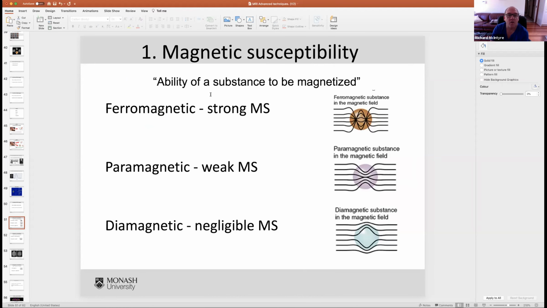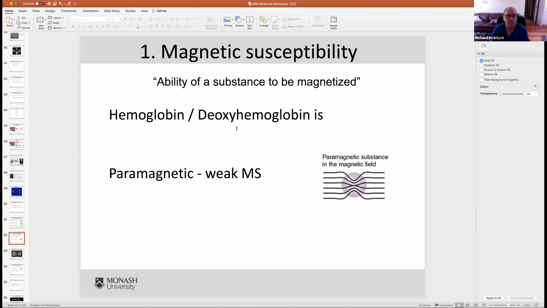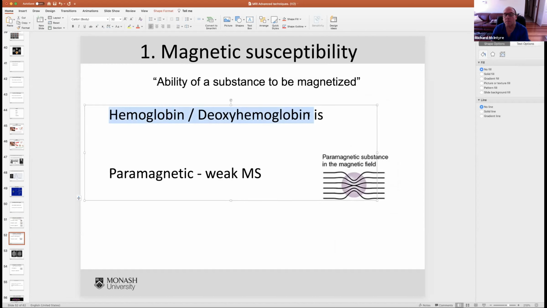Okay, before we start, we know ferromagnetic particles have strong magnetic susceptibility. Paramagnetic has weak magnetic susceptibility. And diamagnetic, they've got a small amount of repulsion. So hemoglobin, or deoxyhemoglobin, more importantly, is paramagnetic, or has weak magnetic susceptibility. Okay, so it disturbs the magnetic field a little bit.